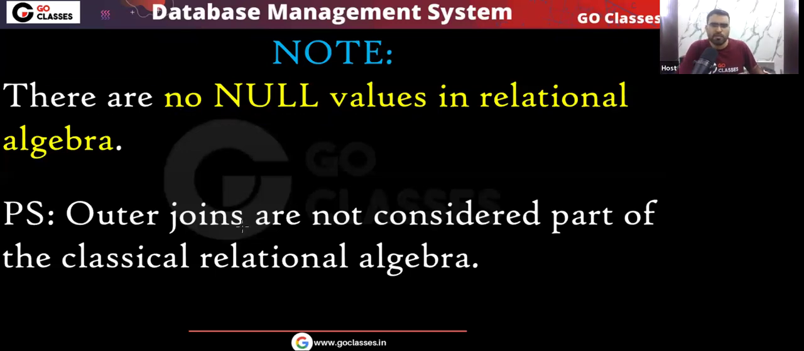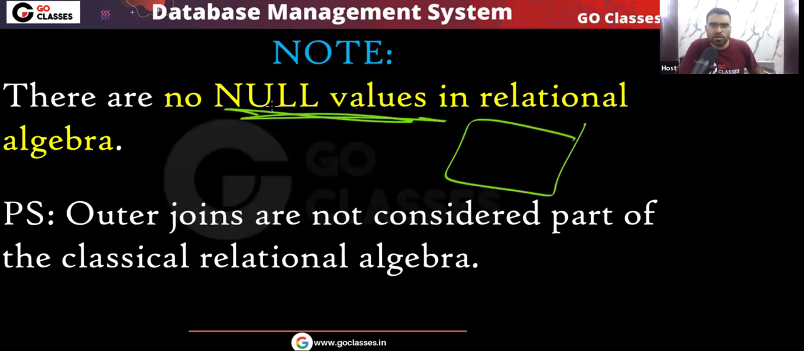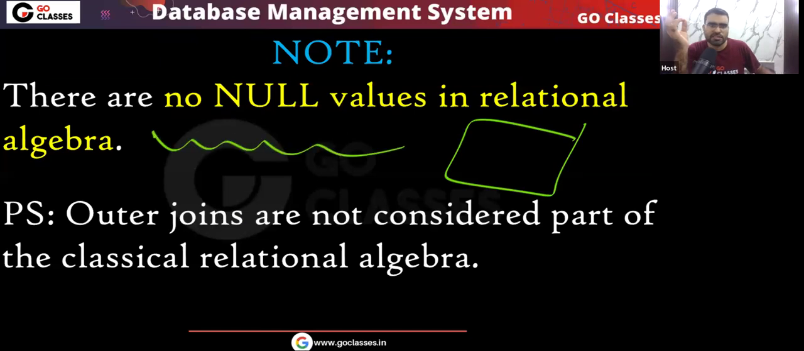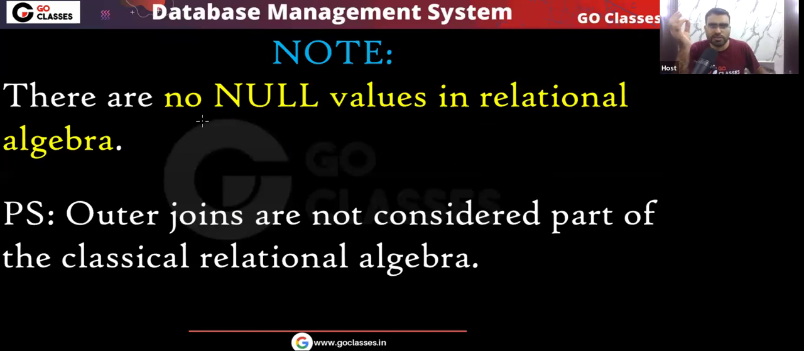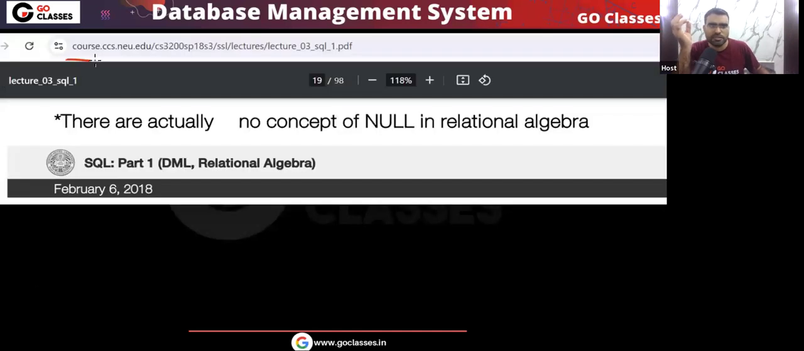This is important because I have seen many students, whenever they are solving any relational algebra question, think about null values and worry about them. They will put a comment on GATE Overflow asking what if the input table has null values. So let me tell you that there is no concept of null values in relational algebra. You can see this is from a university. You can see this statement: there is actually no concept of null in relational algebra. So whenever you are solving a relational algebra question, you don't have to worry about null values.